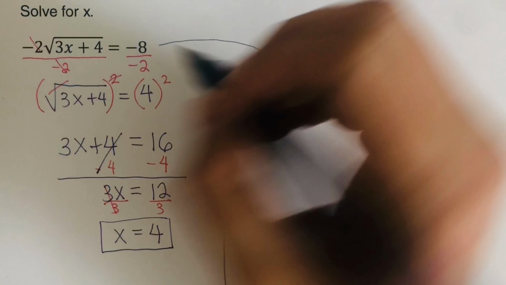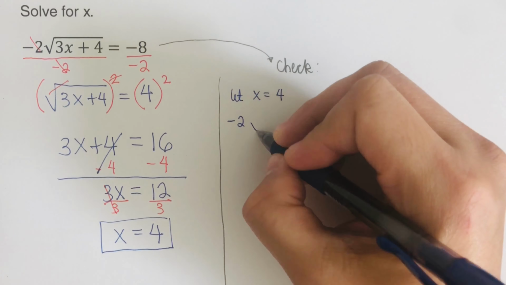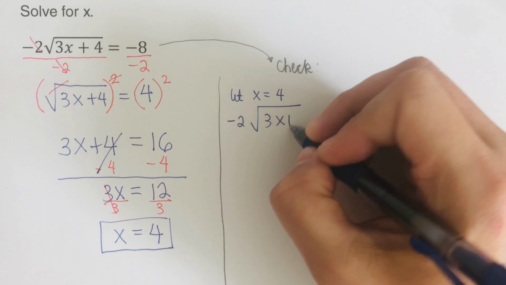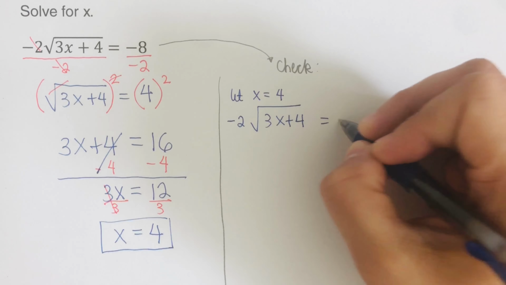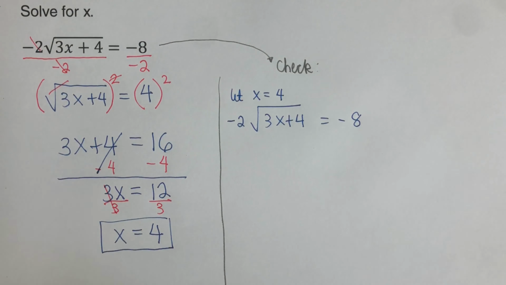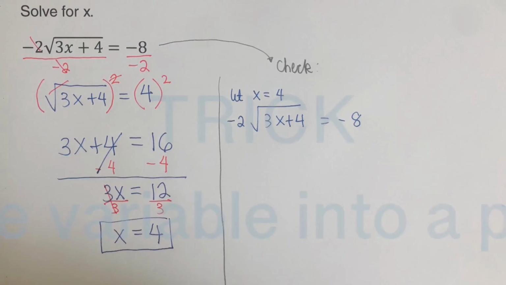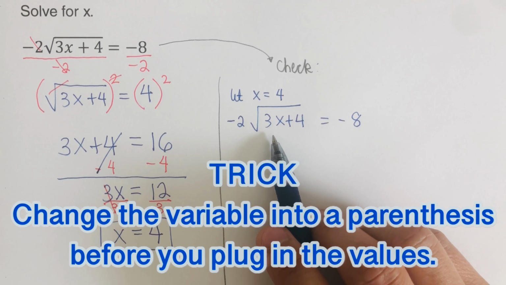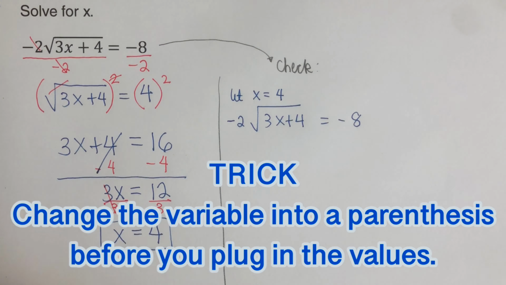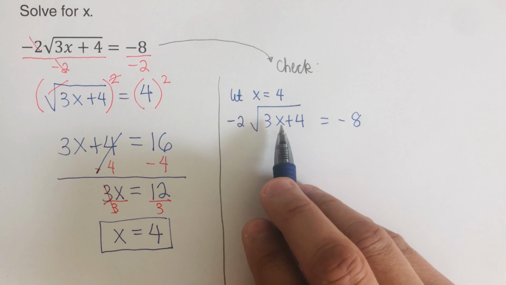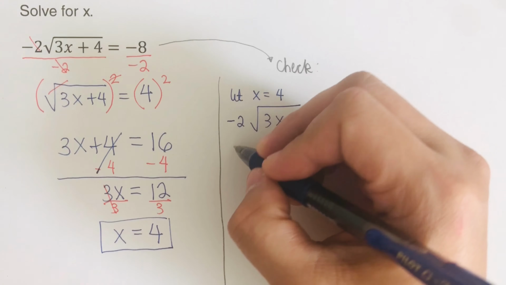So I'm just going to rewrite it. It's negative 2 square root of 3x plus 4 is negative 8. Again, the trick in checking our work is to change the variable into a parenthesis before we plug in the values. So I go ahead and change this to parentheses and plug in 4 to it.